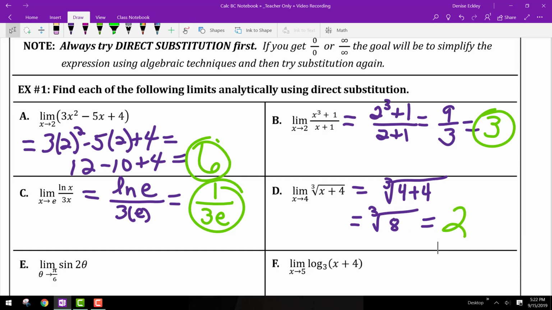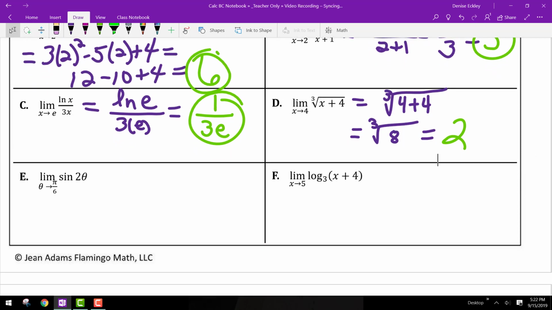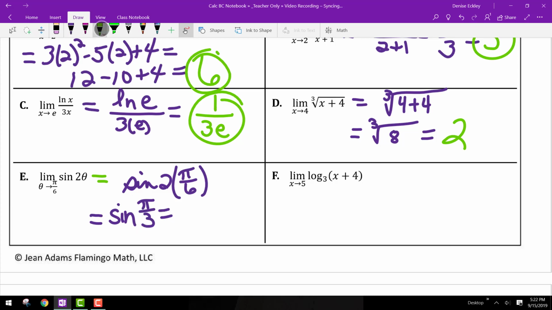Okay, a couple more. You can even use direct substitution with sine and cosine, our trig functions. So we're taking the limit as theta approaches pi over 6 of sine of 2x. So using direct substitution, we're going to get sine of 2 times pi over 6, which is going to equal sine of pi over 3. And of course, from our unit circle, this equals square root of 3 over 2.